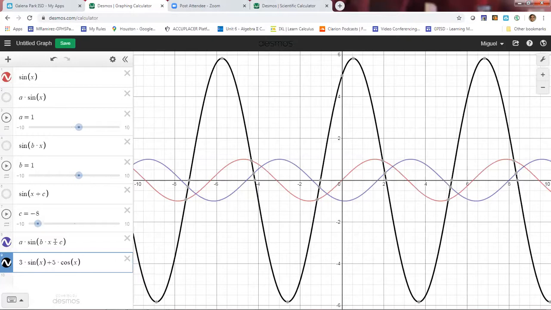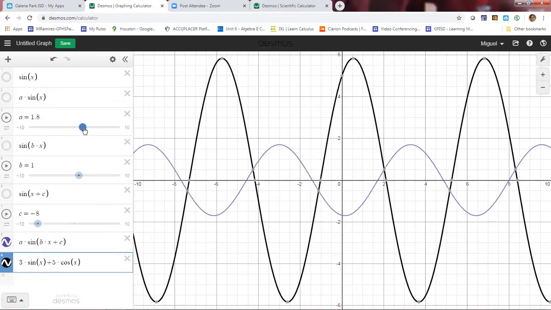So what I'm going to do is find A, B, and C such that this function reproduces this separated sine plus cosine. So let me just click this one. I'm going to take this, the function A sine of bx plus c. So I'm going to manipulate the sliders, such that I'm going to try to match the black line.